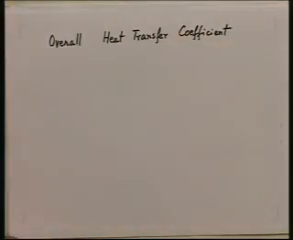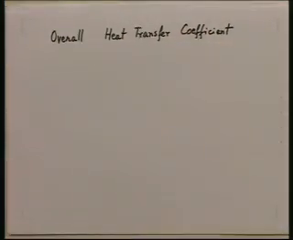I want to define that term for you. The overall heat transfer coefficient is defined for a situation in which we have more than one thermal resistance, for some composite situation. The overall heat transfer coefficient for a composite situation may consist of two thermal resistances, three, or like we did just now, five thermal resistances.